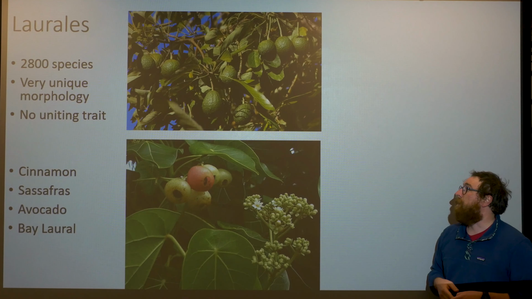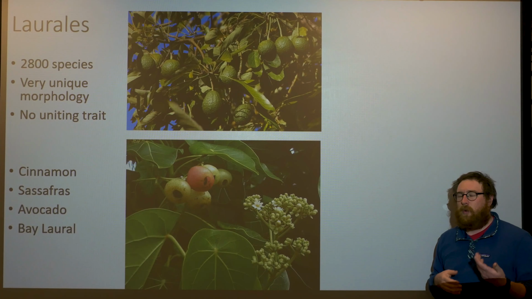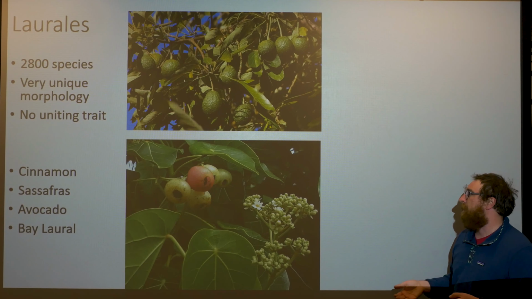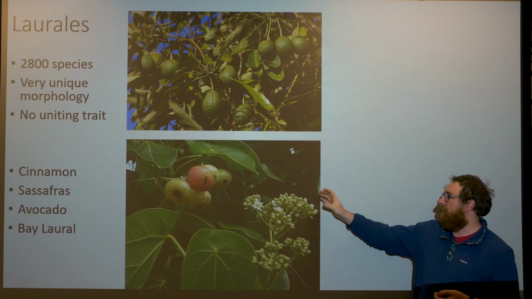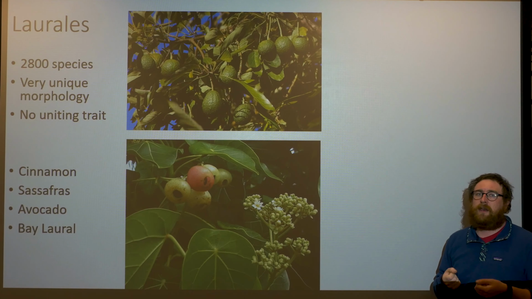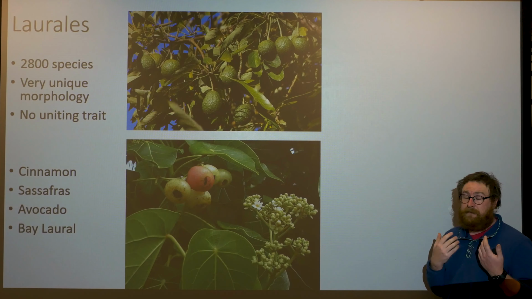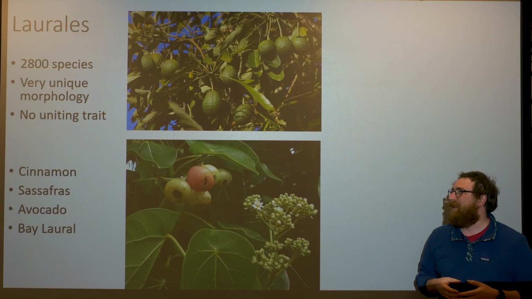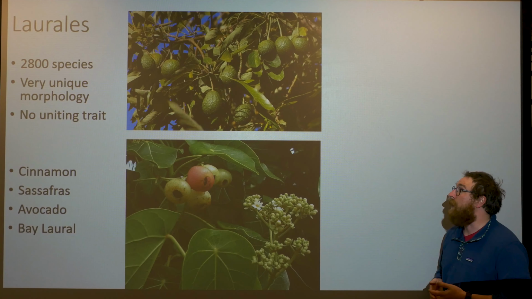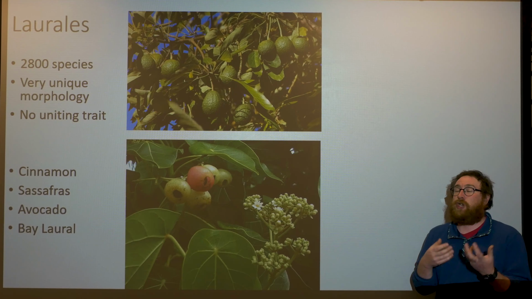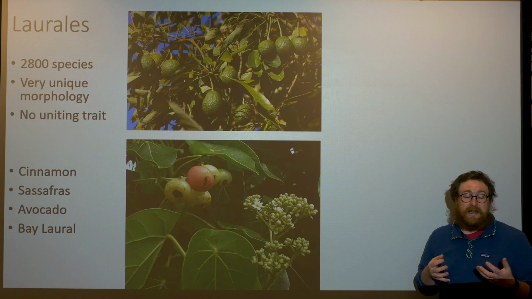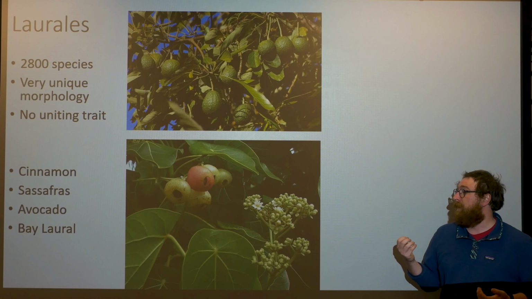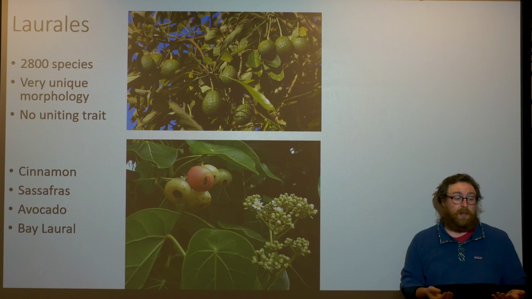The Laurales is a big group of magnoliids, about 2,800 species or so, and they have a very unique morphology to them. They have these clustered flowers, big fruits, and also very thick, leathery, evergreen leaves. But despite this very unique morphology, they don't really have a lot of uniting traits. They're very much a collection of groups. And this collection really captures a lot of plants that we use, especially cinnamon, sassafras, avocados, and bay laurels.